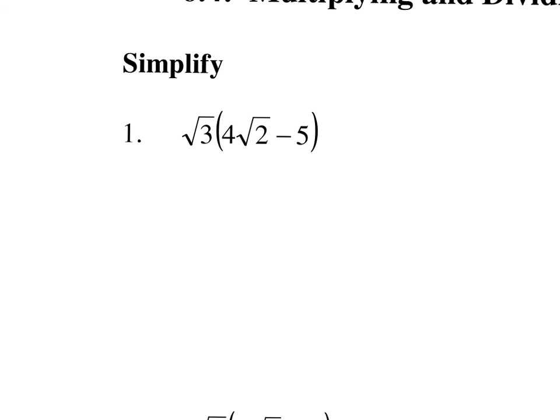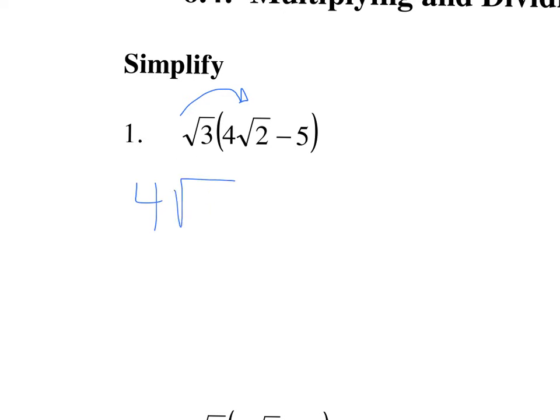Question 1. The square root of 3 times 4 square root of 2 minus 5. Because of this plus minus here, we're going to need to use the distributive property. So when we multiply the coefficient times the coefficient, or outside times outside, that would be 1 times 4. And then inside the radical, 3 times 2.